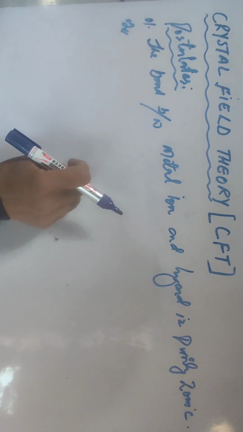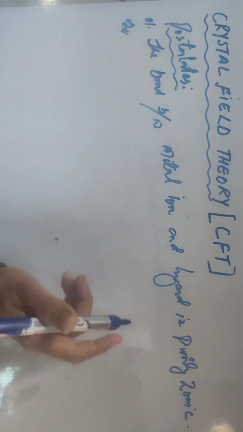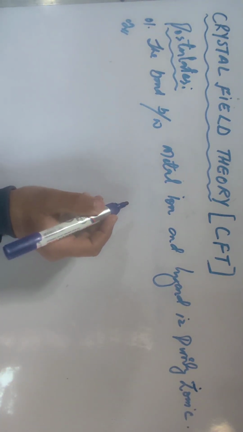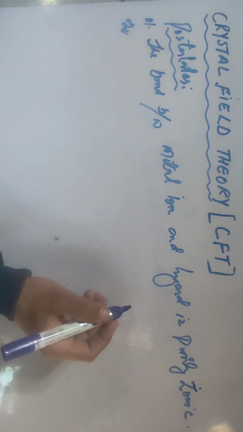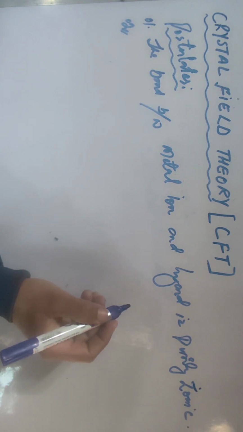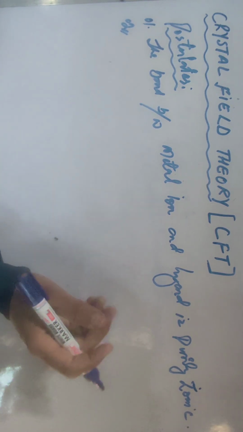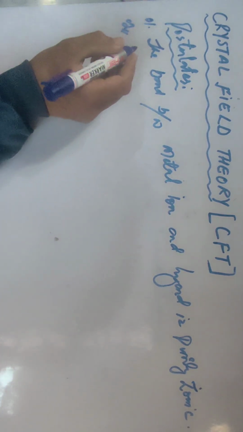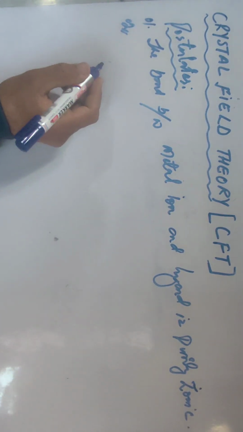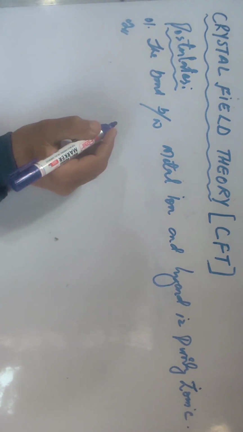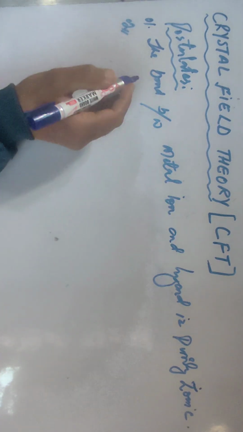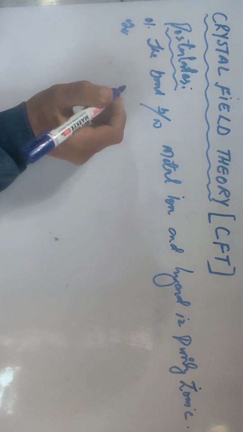Now the second postulate is, that means if it is purely ionic, since the ligands are negatively charged or neutral, these ligands will behave as point charges. Now the second postulate is, in the complexes, the central metal atom is surrounded by the ligands in such a way that the repulsion between these ligands or these point charges or dipoles is minimum.